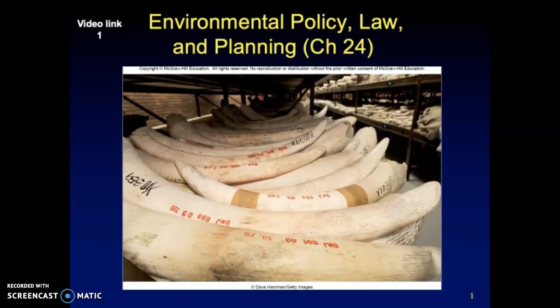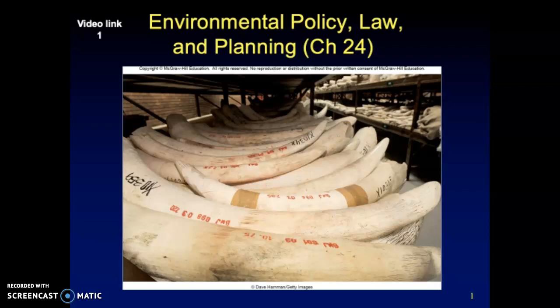All right. So this is the lecture over environmental policy, law, and planning. This is going to connect directly to chapter 24 in your book. What I want to do with this lecture is go over some of the basics of different aspects of environmental policy, some of the laws, and then how you put together a plan, an environmental plan? What are organizations associated with this?